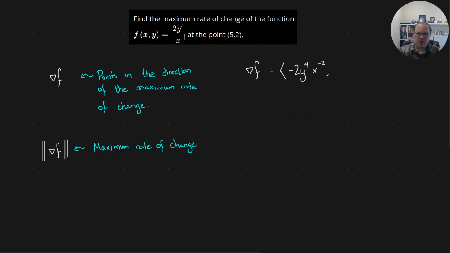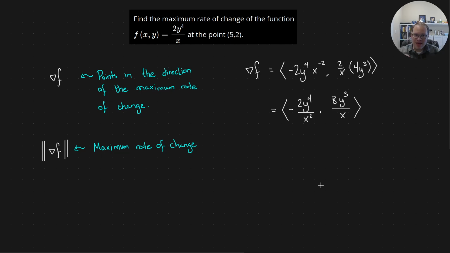Partial derivative with respect to y. The 2 and the x I'm treating as constants, so I can treat that 2 over x as a constant coefficient. And then the derivative of y to the fourth is 4y cubed. And so fully simplified, I get negative 2y to the fourth over x squared for my first component, and 8y cubed over x for my second component.